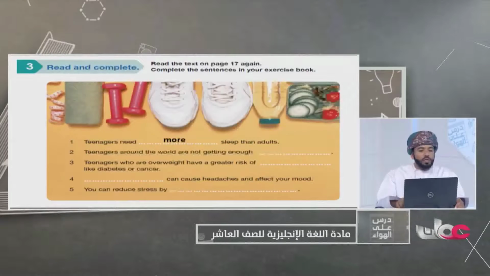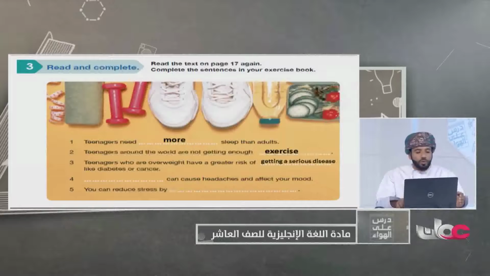So number 1, teenagers need more sleep than adults. As you know, teenagers need more sleeping time than the adults. Now number 2, teenagers around the world are not getting what? Enough exercise. Excellent. Number 3, teenagers who are overweight have a greater risk of getting serious diseases like what? Diabetes or cancer.